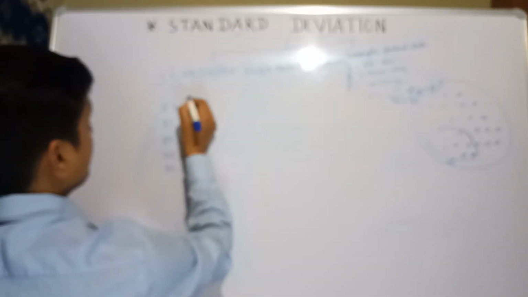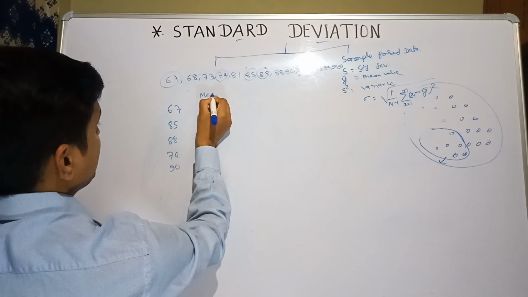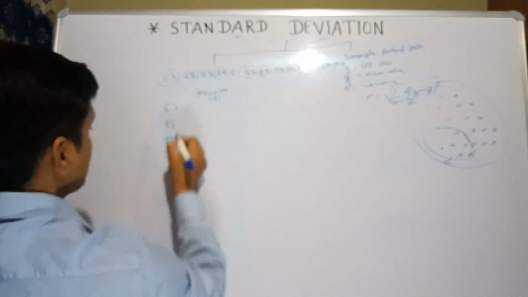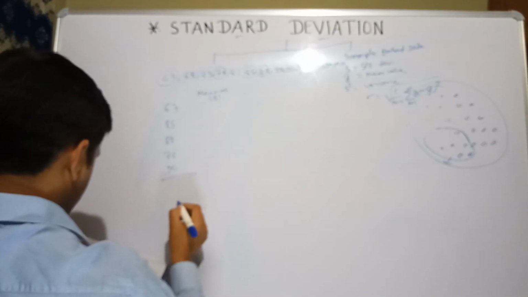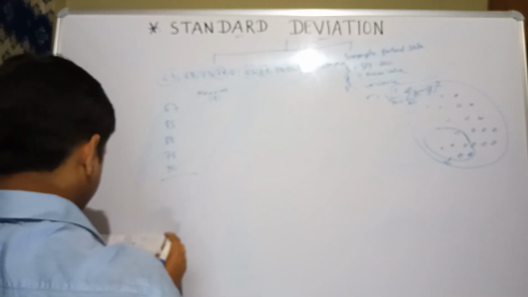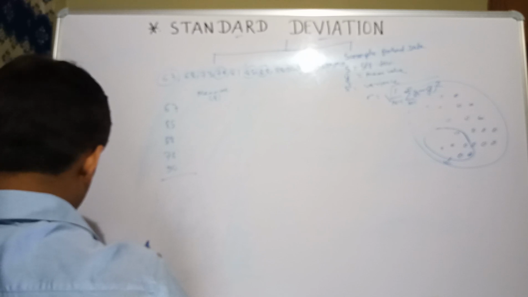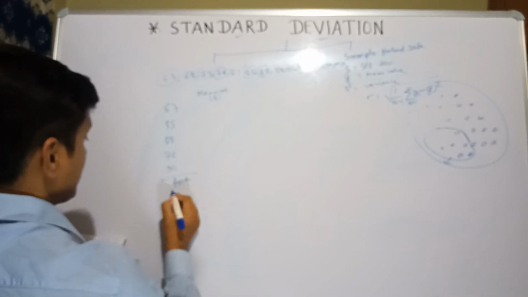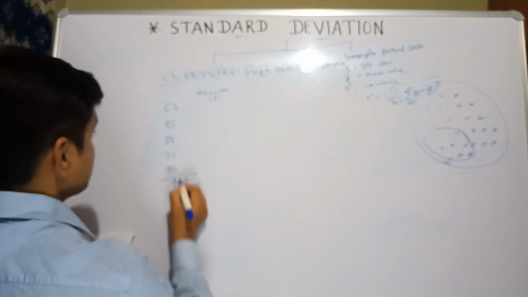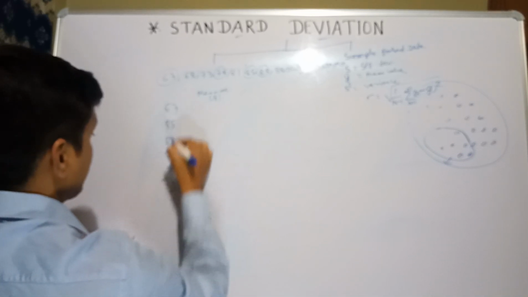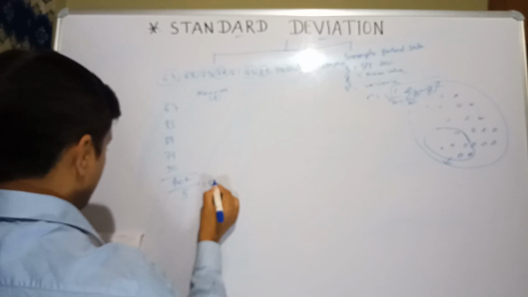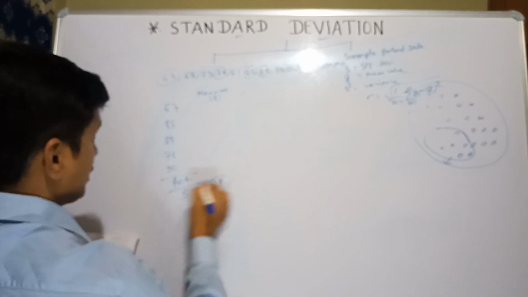First of all, we have to find the mean value. So the mean value is the sum of all values. After adding these values, you got 404. Now we have to divide 404 by n, the total number of participants, which is 5. So you got 80.8. That is your mean value.